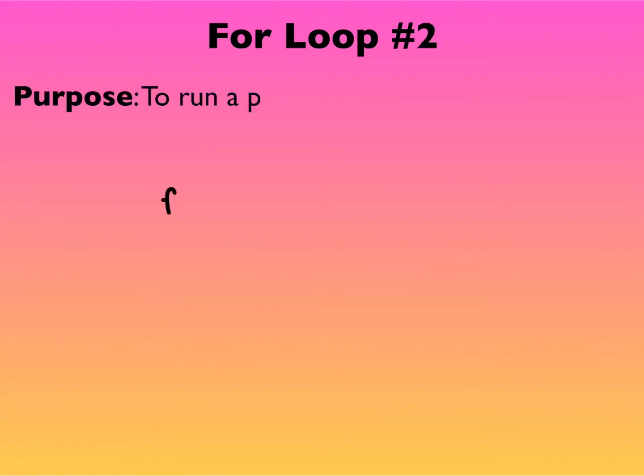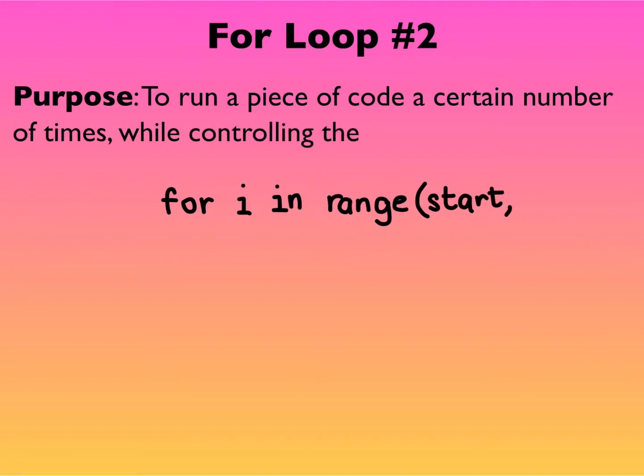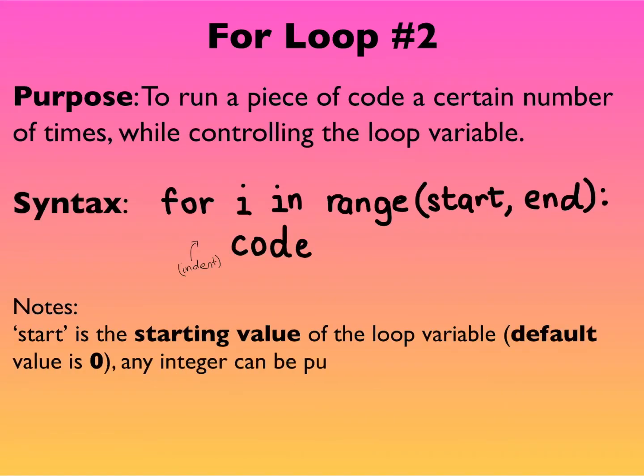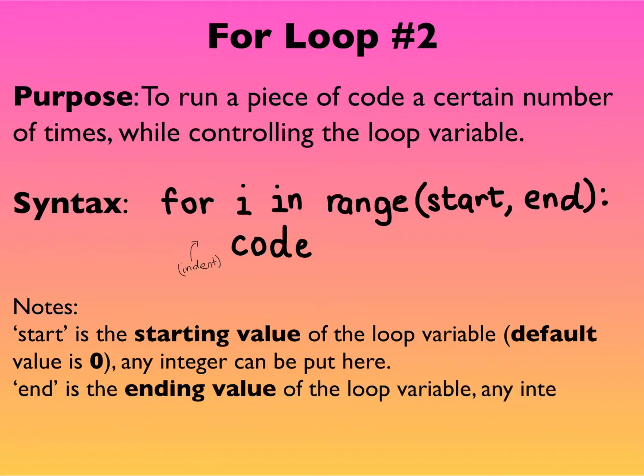For loop number 2. Purpose: to run a piece of code a certain number of times while controlling the loop variable. Here is the syntax. Notes: start is the starting value of the loop variable. The default value is 0. Any integer can be put here. End is the ending value of the loop variable. Any integer can be put here.